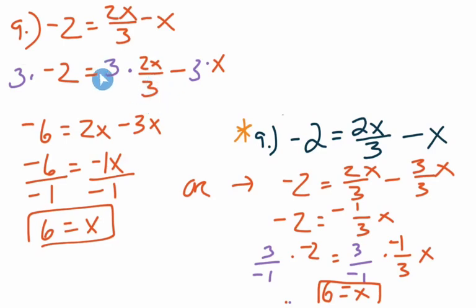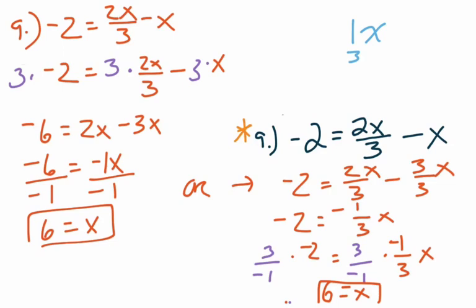You can't just multiply part of it by 3, because everything on the left was multiplied by 3, so everything on the right has to be multiplied by 3 as well. Here, if you divide by 3 and then multiply by 3, those 3's cancel out, leaving you with the 2x, and then 3x gets brought down. 2 minus 3 is negative 1, and then we divide both sides by negative 1 to get x is equal to 6.